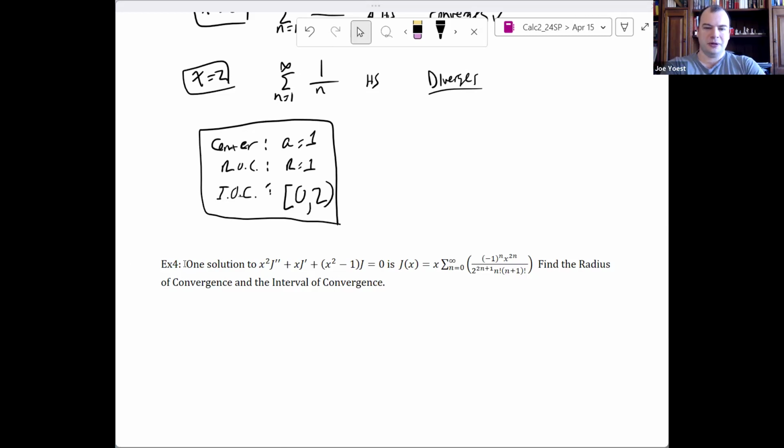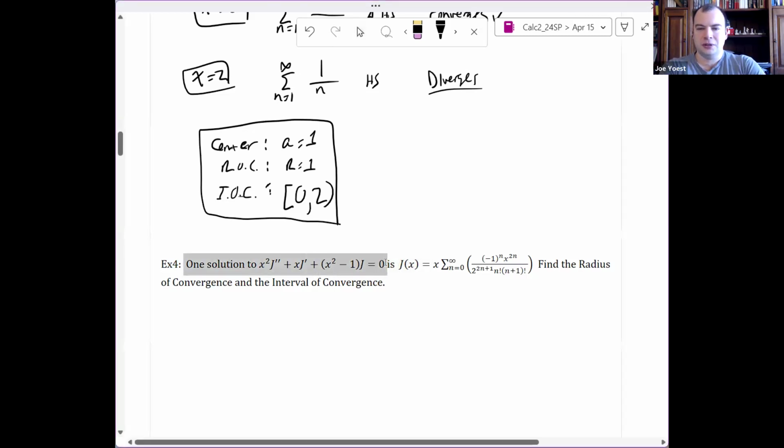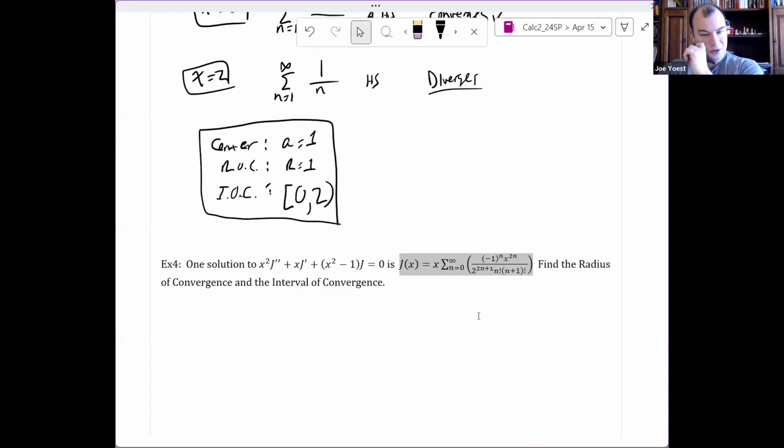So example 4, one solution to this Bessel's differential equation that's quite complicated to solve, which is why the solution looks so messy, is given by this power series. We talked a little about differential equations earlier in the course. And when we're solving differential equations, we often have nice solutions like exponentials or sines or cosines, things like that, and that works pretty nicely.